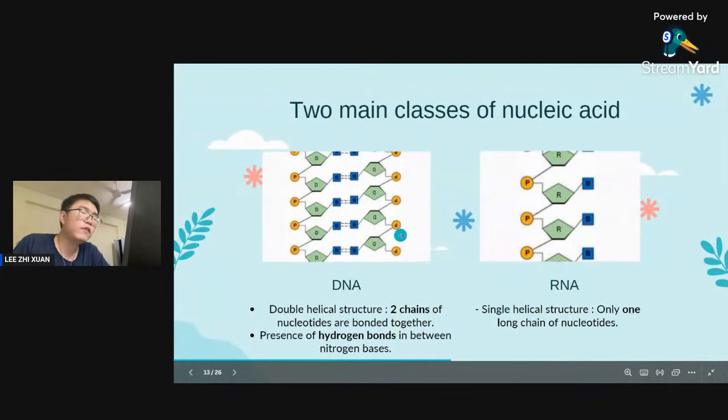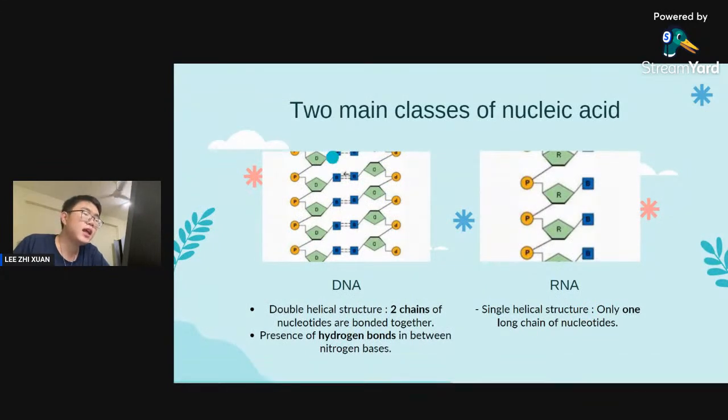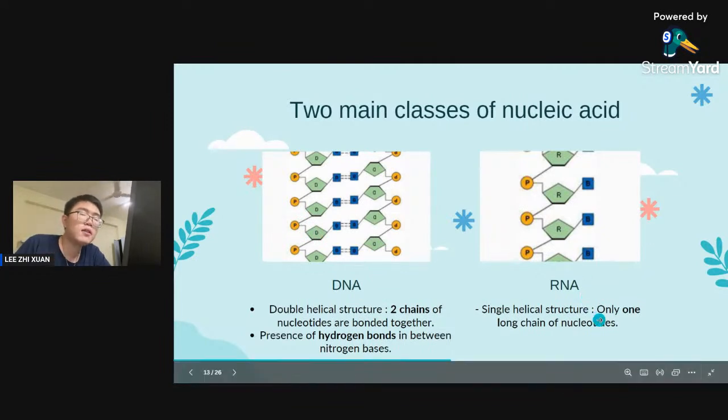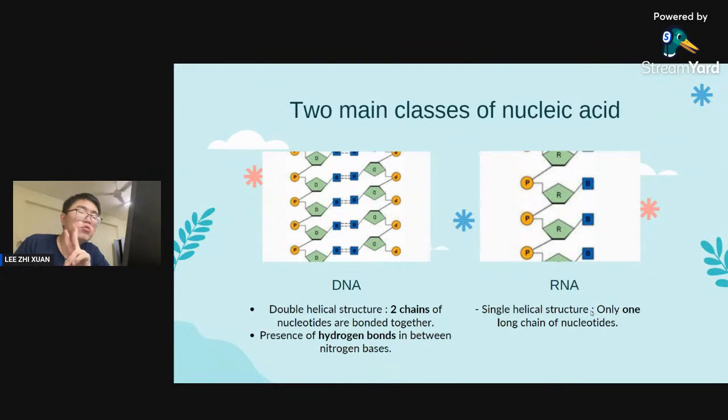So one of the differences between them is that DNA contains 2 polynucleotide chains. The polymer of the nucleic acid we call a polynucleotide. So DNA contains 2 strands of polynucleotide, but RNA only contains one polynucleotide chain. This is one of the main differences. DNA contains 2 polynucleotide chains, but RNA only has 1 polynucleotide chain.